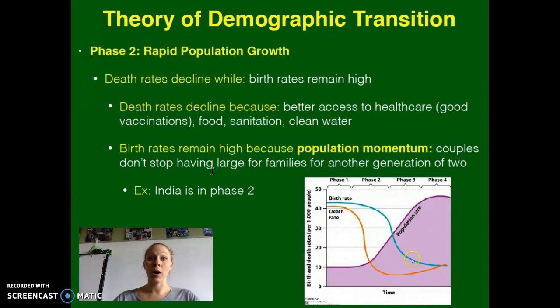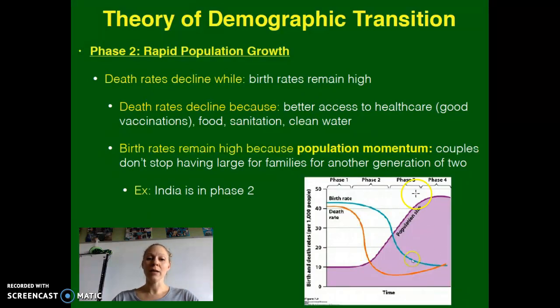Phase two is rapid population growth. So death rates decline because the affluence is increasing, because there is better health care and better access to health care, and that means vaccinations, food, sanitation, clean water. All of those things make a better quality life, and so more people are living.